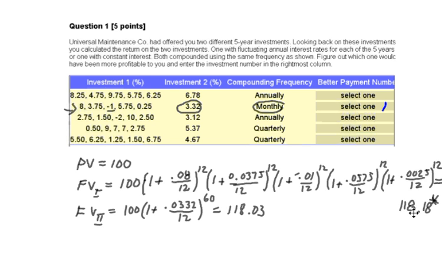$118.18. We'll do the same thing with the future value of investment 2, and in this case we're investing $100 at 3.32% compounded monthly for 5 years, or 5 times 12. Compounded monthly for 5 years, and that produces $118.03. So 118.18 is slightly larger, and we select investment 1 as the preferred investment.